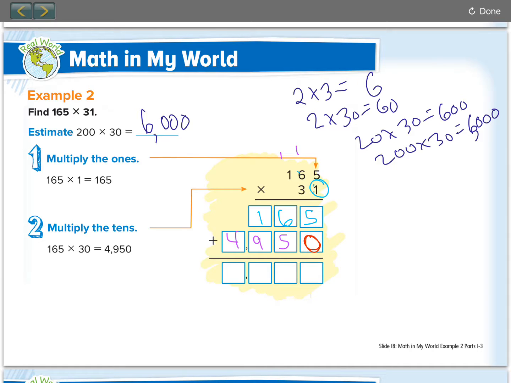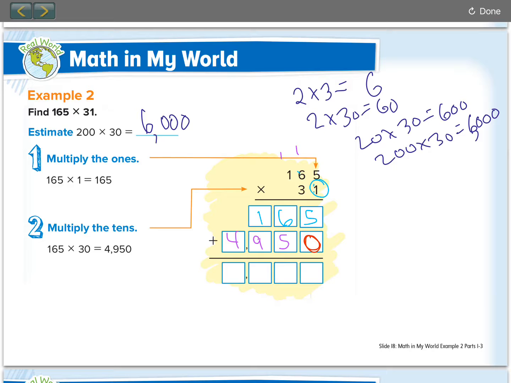Now I'm going to multiply the ones. 1 is in the ones column, so I say 1 times 5 is 5. Now I multiply the 1 times the 6 in the tens column. 1 times 6 is 6. Finally, I multiply the 1 times the 1 in the hundreds column. 1 times 1 is 1. So my first line has 165.